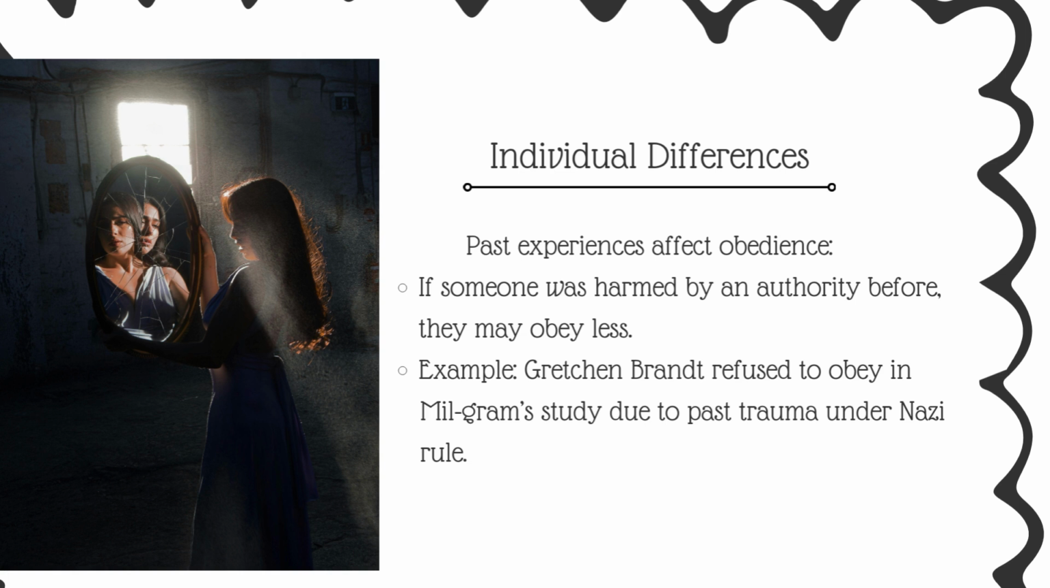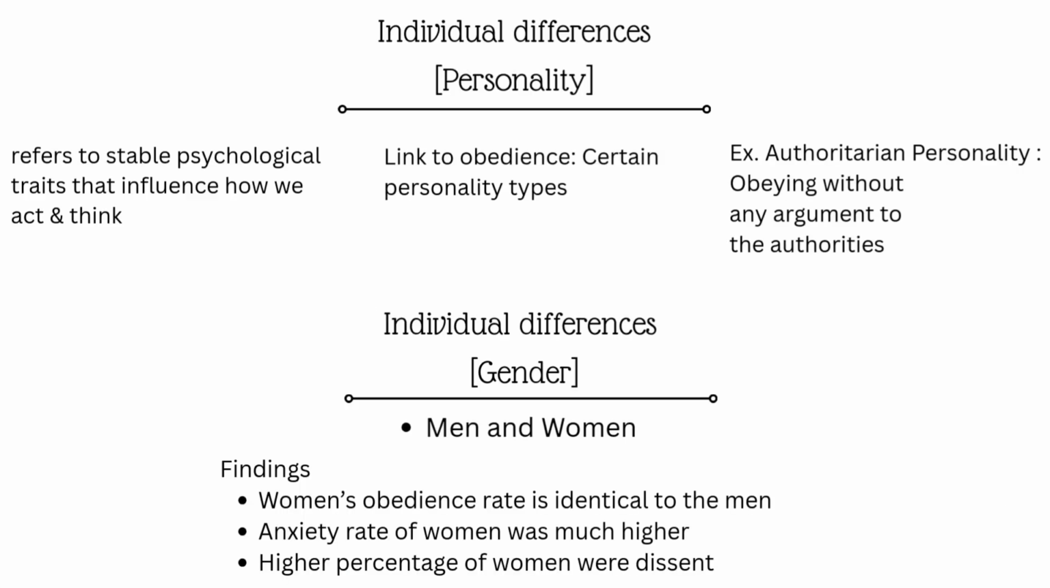Okay, let's talk about individual differences now for the next topic. Past experiences affect obedience. If someone was harmed by an authority, they may obey less. Examples just like Gretchen Brandt, refusing to obey in Milgram's study due to past trauma. Moreover, there are two types of individual differences, which are personality and gender.